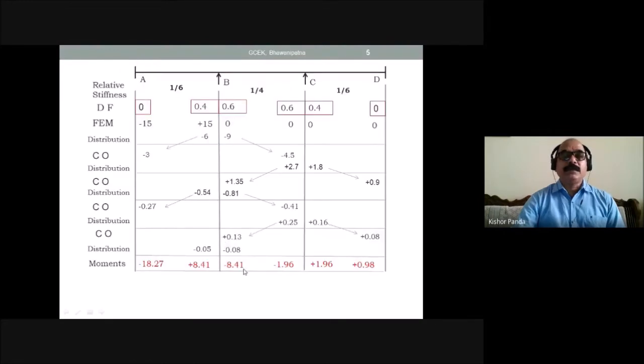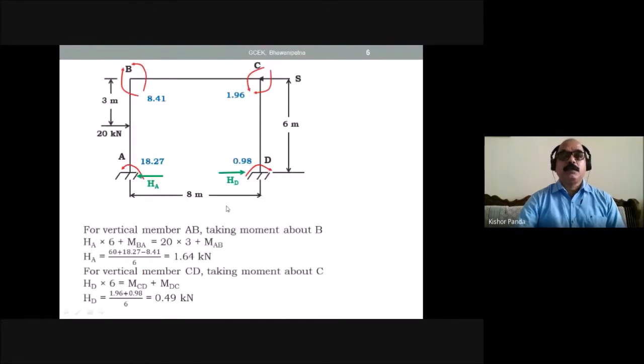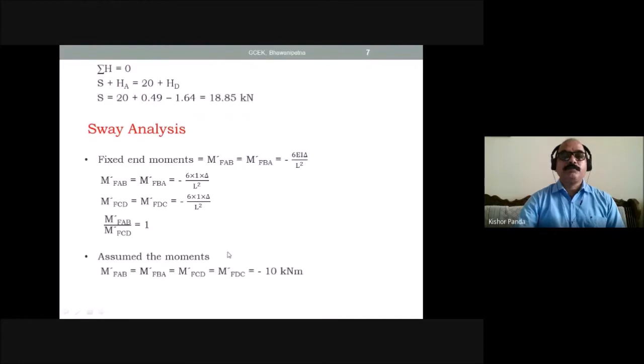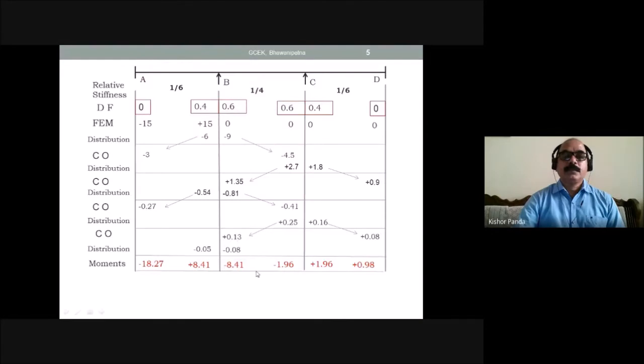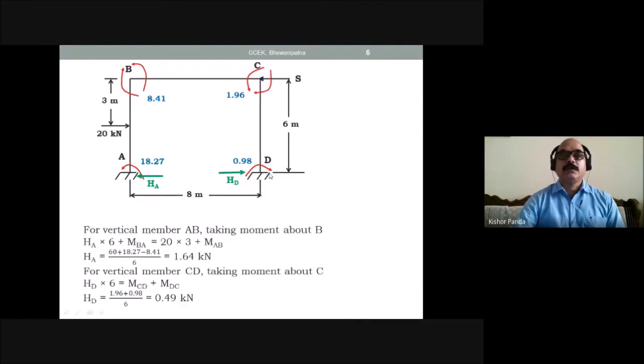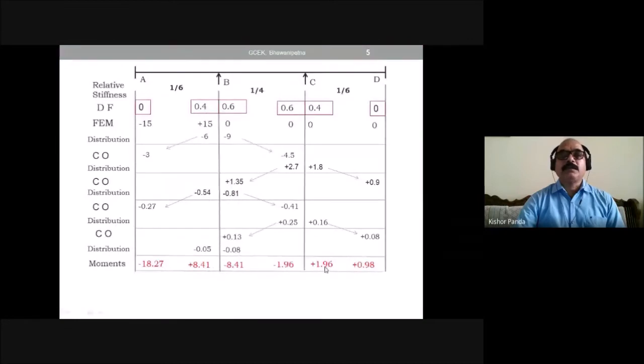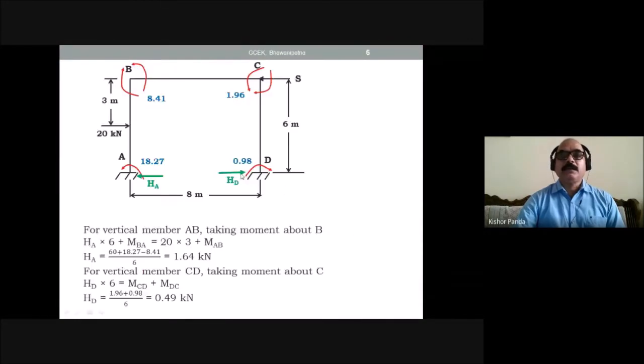Similarly, here minus 8.41 anti-clockwise, and here minus 1.96, this is also anti-clockwise. Then plus 1.96 clockwise. Then plus 0.98, this is also clockwise. So accordingly, you have to give the direction of the moment. Then how will you find out this restraining force S?